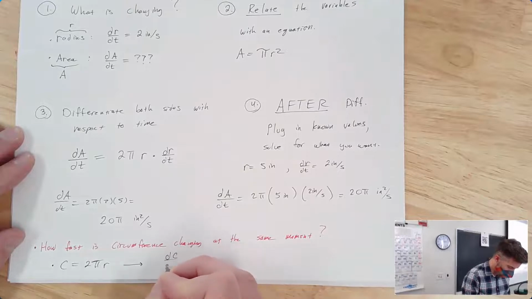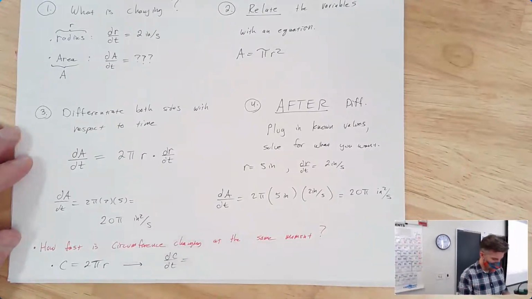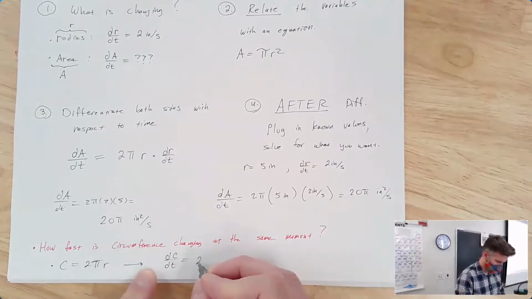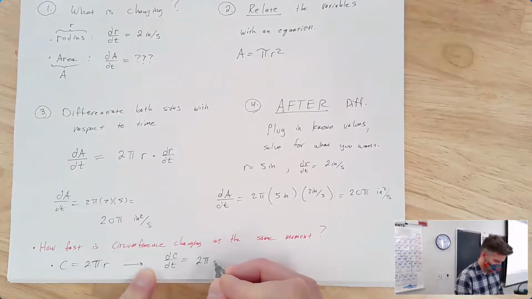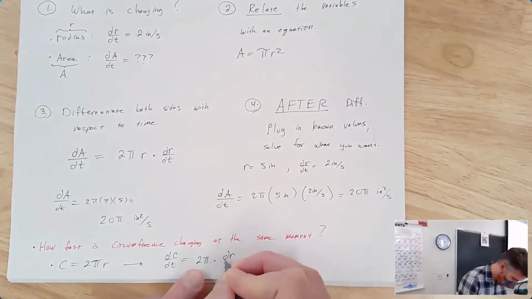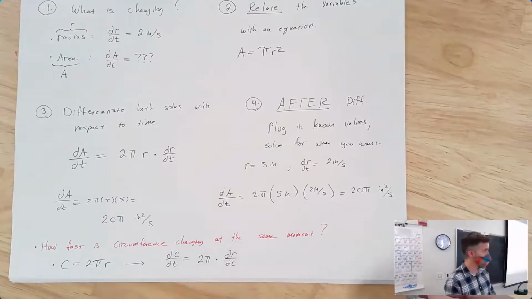dC/dt equals, what's the derivative of 2 pi r going to be? 2 pi hangs out, and what do I get there? You guys can't see the face I'm making. I'm making a terrible face. I'm making a what-do-you-think-it-is kind of face. It's going to be dr/dt. Right, the derivative of r is the derivative of r.